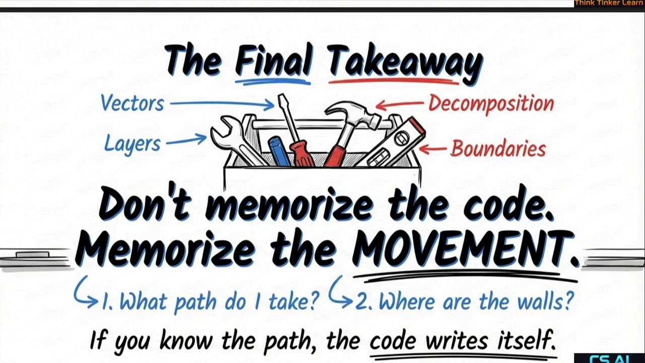The final takeaway of today's deep dive is don't memorize the code, memorize the movement. Your algorithmic tool belt should be filled with movement patterns: vectors for navigation, layers for spirals, decomposition for rotations, and boundaries for safety. If you focus on the movement, the path the mail carrier takes, and where the walls are, the code will literally write itself.